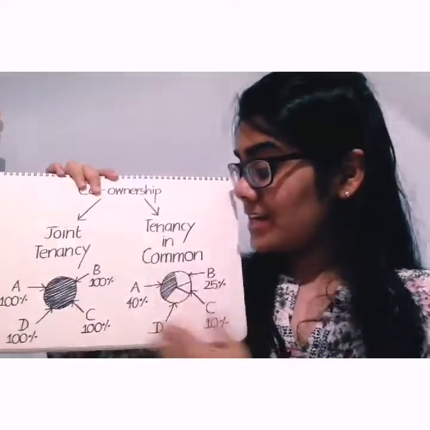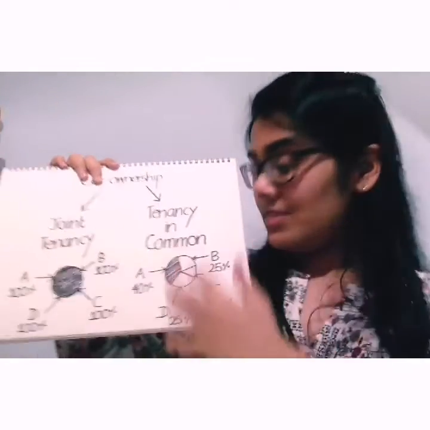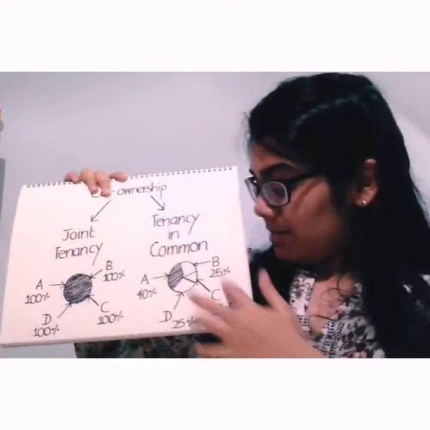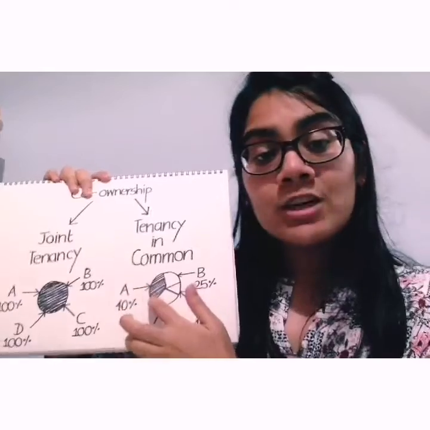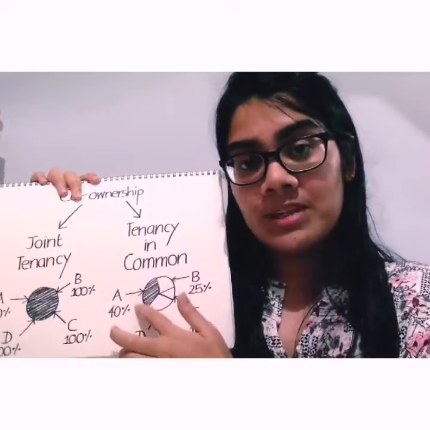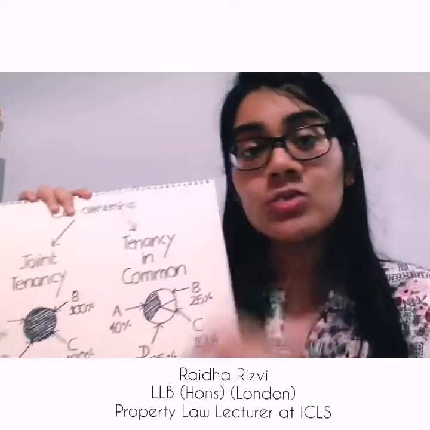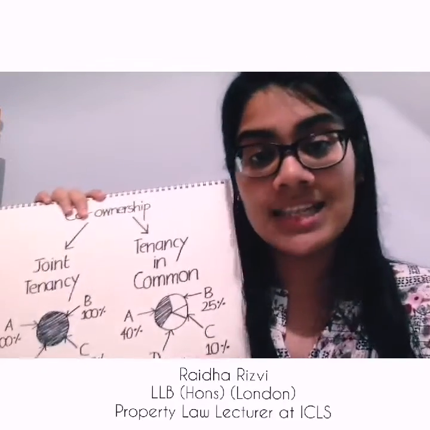Now, in contrast, under a tenancy in common, each co-owner has a separate and defined share of the land. These are known as undivided shares. For example, as you can see here, A has a 40% undivided share in the property, which means that he is only entitled to 40% of the property, not 100%, unlike in a joint tenancy.